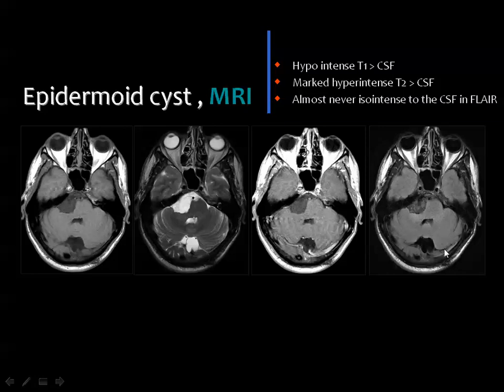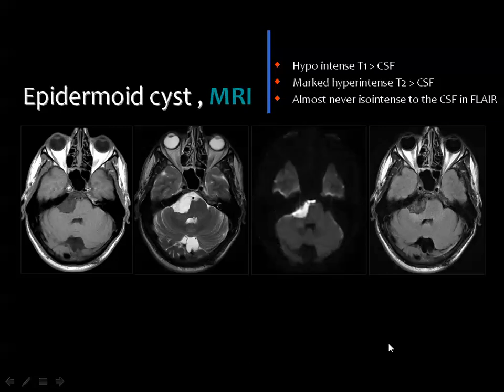In the FLAIR image, the arachnoid cyst will show the same CSF signal, because its contents are actually CSF. But the epidermoid cyst will not show CSF signal in the FLAIR image. It will appear somewhat brighter than the CSF. This is one of the differences between the arachnoid and the epidermoid cysts.